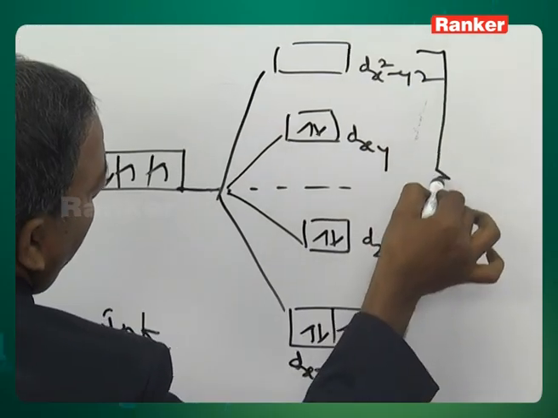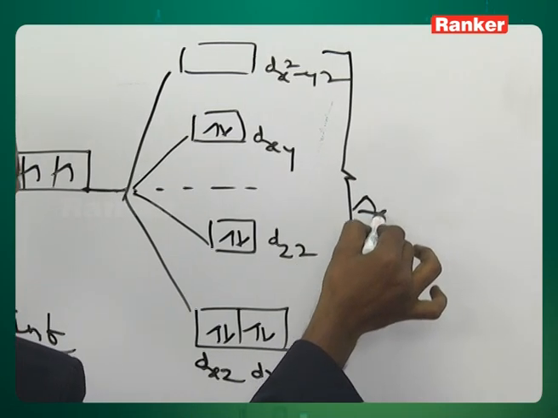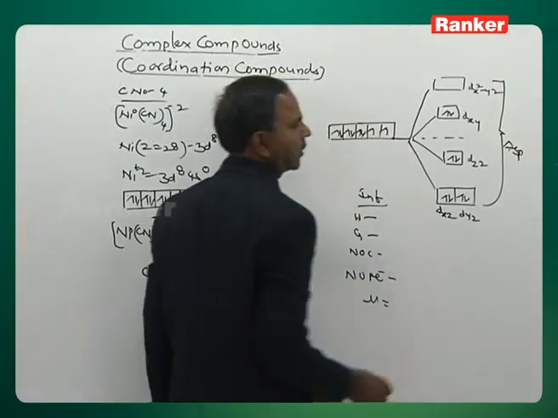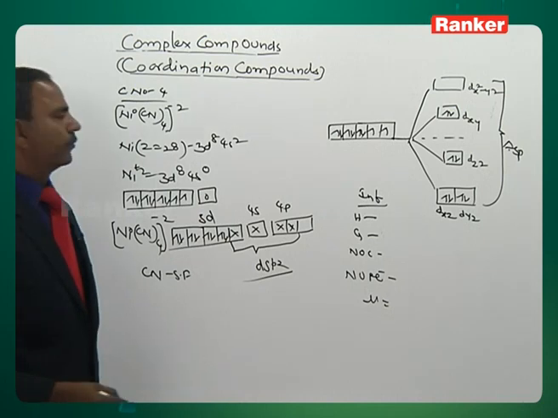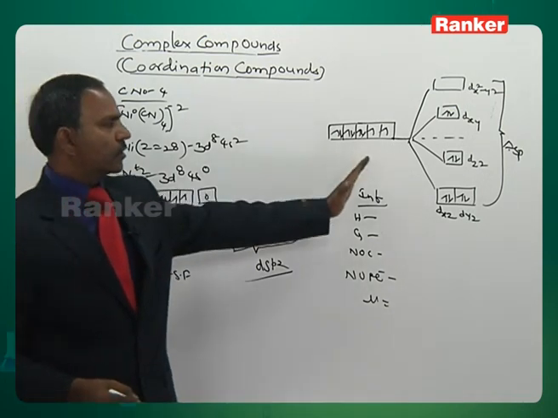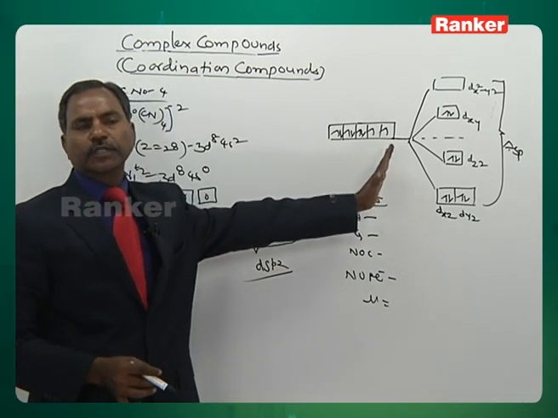Then we represent this by what? Delta sp. Delta stands for energy difference. Sp stands for square planar. This is the arrangement of electrons, the splitting of d orbitals in square planar.